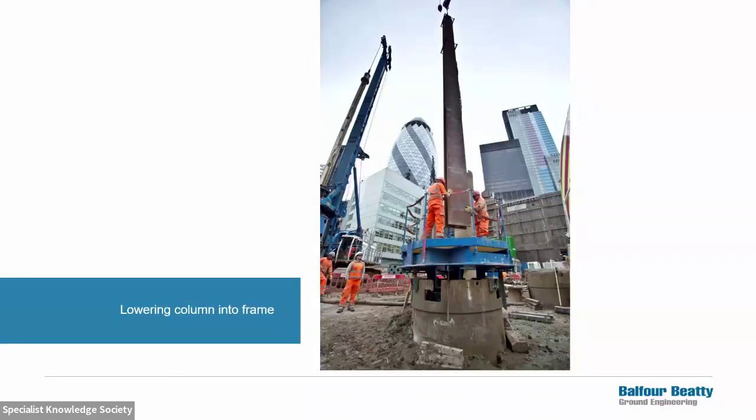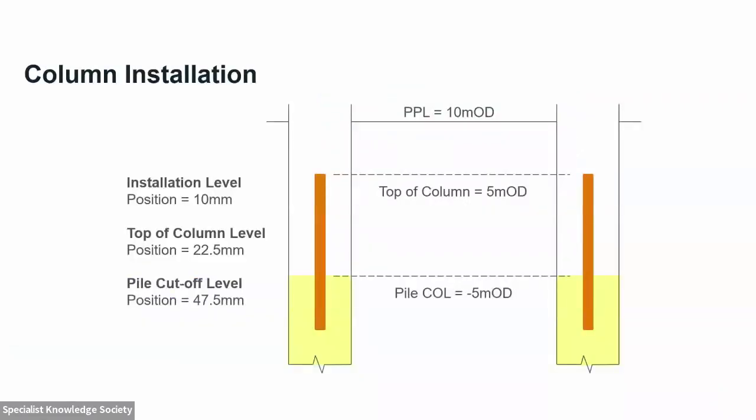So the frame ensures that the column is plunged in at quite high tolerances, so you can get around about 10 mil at the top, 1 in 400 verticality. So those columns can be put in to quite a high tolerance. However, you do have to combine your tolerance of your column with your tolerance of your pile construction, which we'll come on to in the next slide.